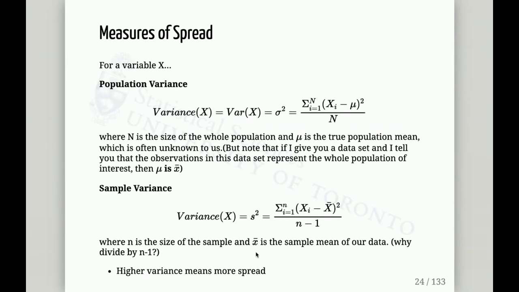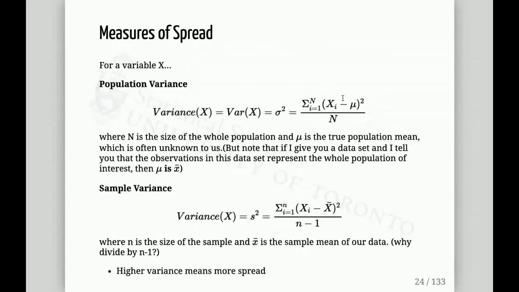So why do we divide by n minus 1? It has to do with the properties of large samples. If we have really, really big samples, when you divide by n minus 1, it actually converges to the true variance. So it's like a mathematical property. But also think of it like this.